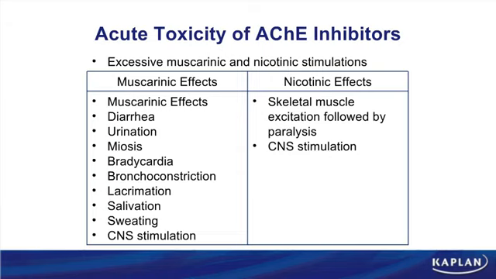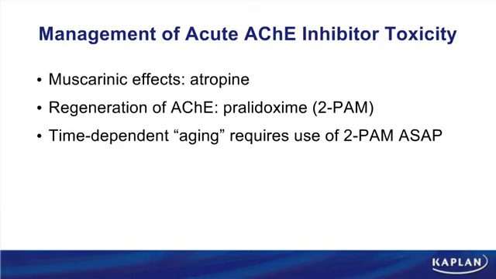We have previously summarized, using the mnemonic DUMBBELLS, all of the different muscarinic effects and the different nicotinic effects. It's very important to understand the management of acute acetylcholinesterase inhibitor toxicity. Since we've identified using the mnemonic DUMBBELLS that most of the side effects of acetylcholinesterase inhibitors were caused by overactivation of muscarinic receptors, you can imagine that a muscarinic antagonist like atropine would be very important. Atropine does a great job of relieving the symptoms associated with DUMBBELLS.